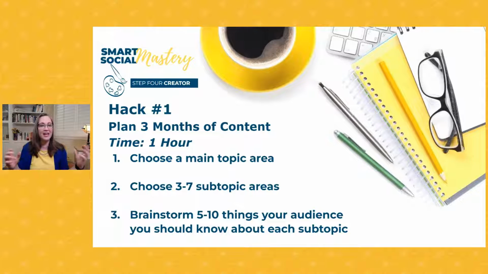So I'm going to do that. And then I will choose 3 to 7 subtopics underneath that. So for me, I have 4 that I use. And actually, in this case, I could take all 7 of my little circles that I had earlier and do the same thing I'm telling you now. But I usually use 4.